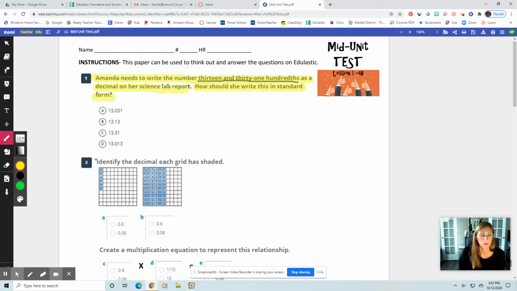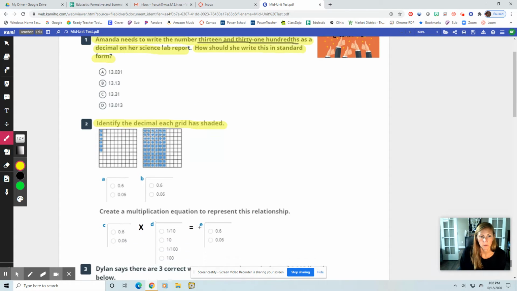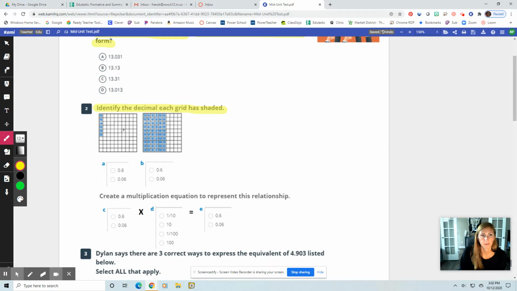Here we go, number 2. So you're going to identify the decimal each grid has shaded. So for this first grid, what is shaded? 6/10ths or 6/100ths. And it's a drop down on Edulastic for you to select. And then for the second grid, is it 6/10ths or 6/100ths?